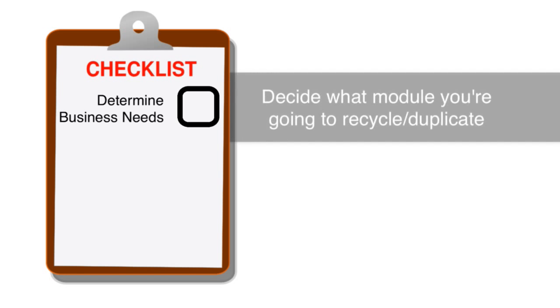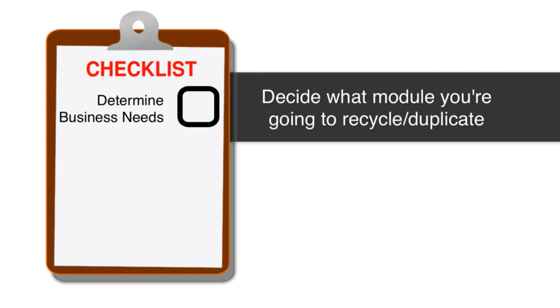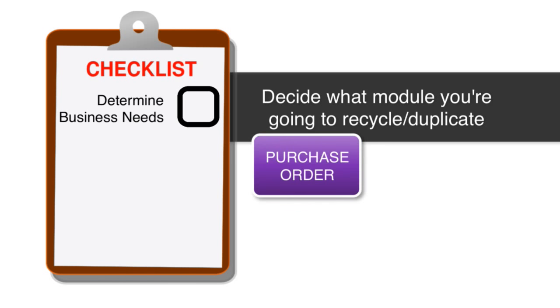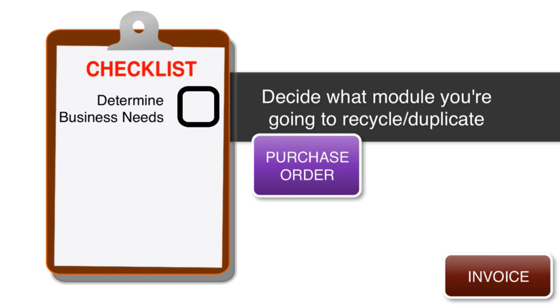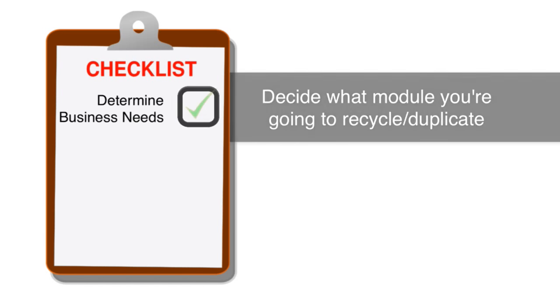And of course, your business needs will decide what module you're going to either recycle or duplicate. Now, keep in mind that you pick the module to recycle or duplicate based upon overall similarity. For example, a PO is very similar to an estimate, which is very similar to an invoice. It's a document with multiple line items in the document. So all 3 of those are somewhat similar. And so technically you could take the invoice module and duplicate it and create POs out of that instead. And this will help cut down on the amount of work you have to do to customize it for your new module.